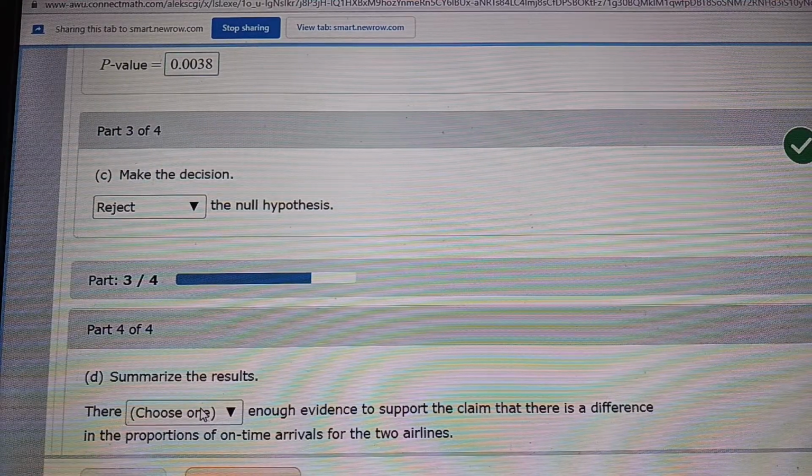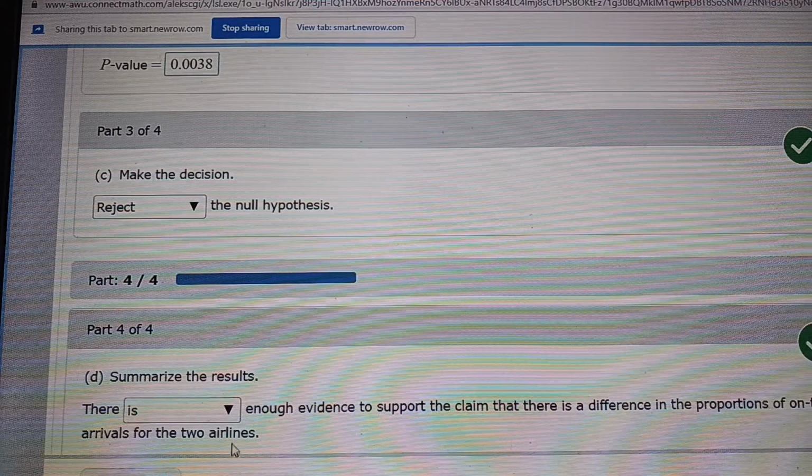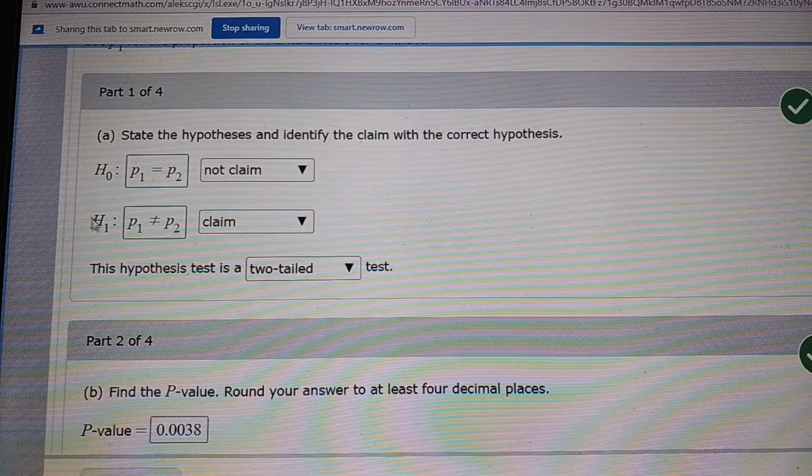And if I reject the null, there is enough evidence. And like they usually say, to support the claim, because they like to put the claim in the alternate.